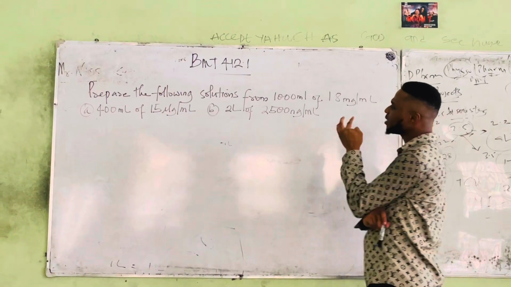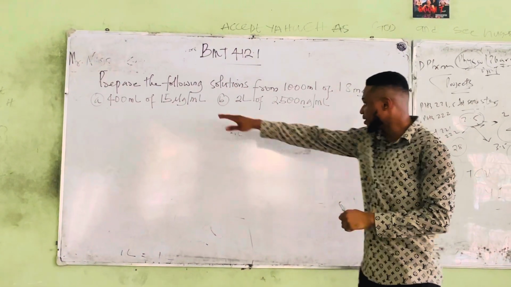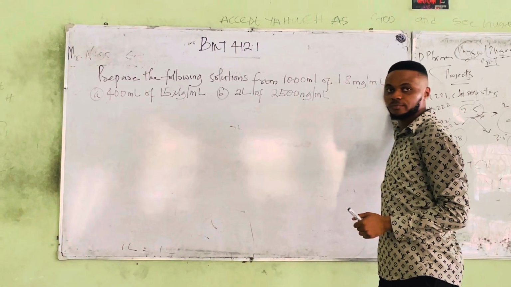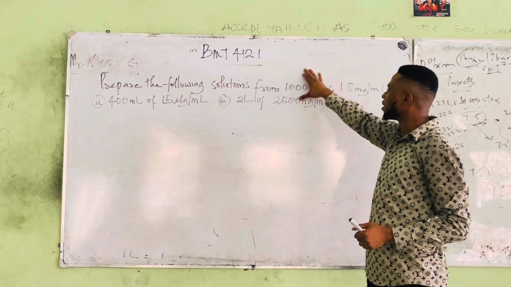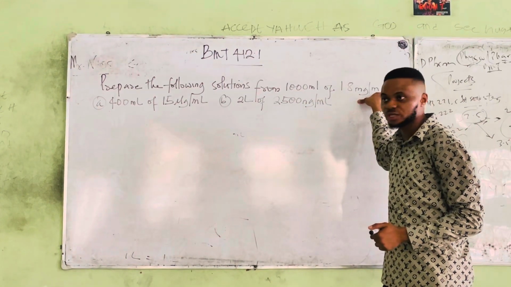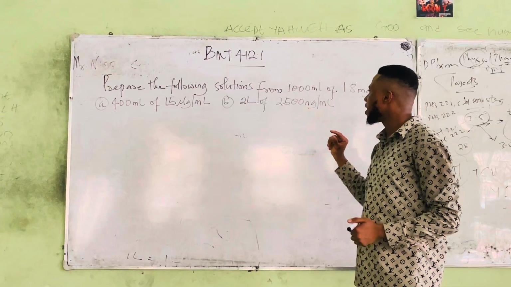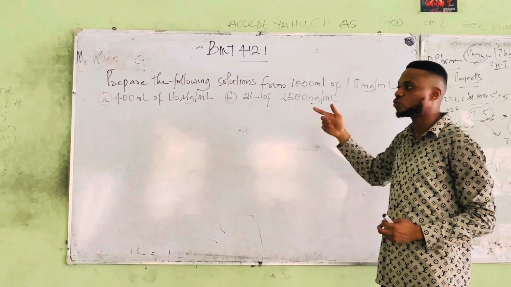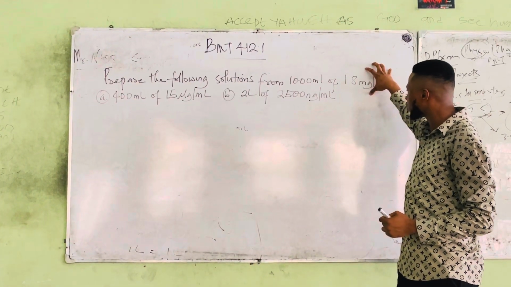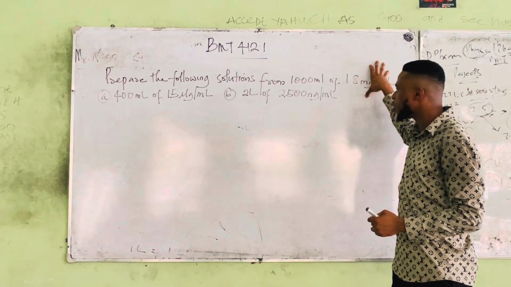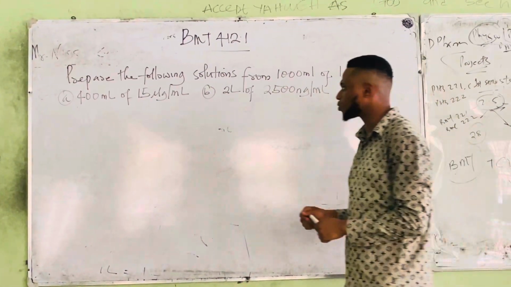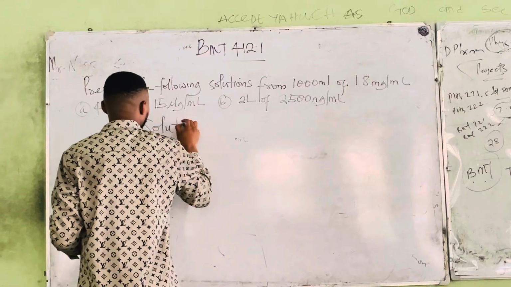Now, we are given these solutions, and we have 1000 ml of 18 milligrams per ml. Trust me, we are not using the whole 1000 ml. This is the first concentration. I want to see the volume that you can actually use to achieve these concentrations from this particular concentration. So I want to prepare this solution from this. Now let's go straight to solve the first solution.